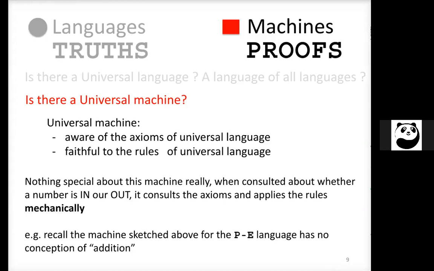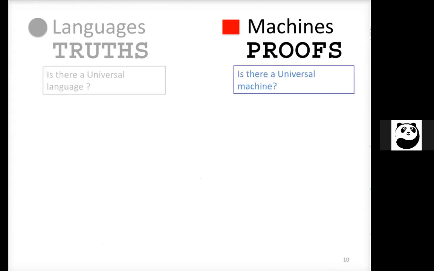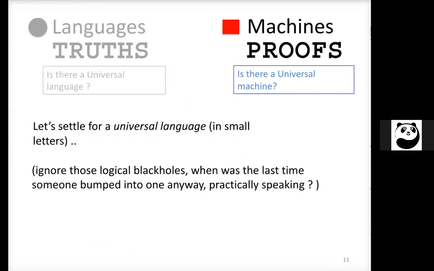That algorithm was inefficient, but I did that intentionally in order to show you how mechanical, how dumb it is, basically no intelligence required. So does this universal machine exist? So we settled, as I said, for a universal language with small letter u, that cannot ever be complete and consistent, regardless of the axiomatic system we choose.